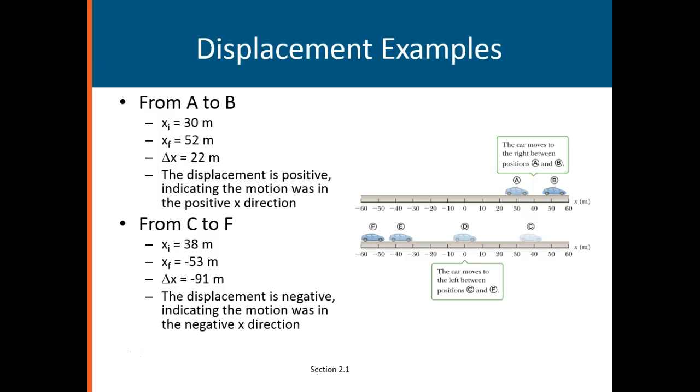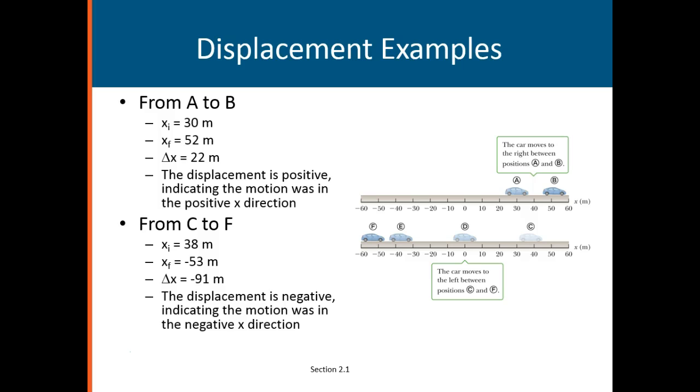One-dimensional motion. The displacement is positive, indicating the motion was in the positive horizontal direction, x direction. You're moving ahead. But what if you started here at position C? That's at 38 they say here. And your final position was way over here at F, and that's minus 53.